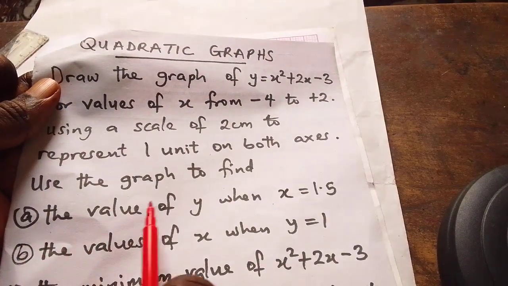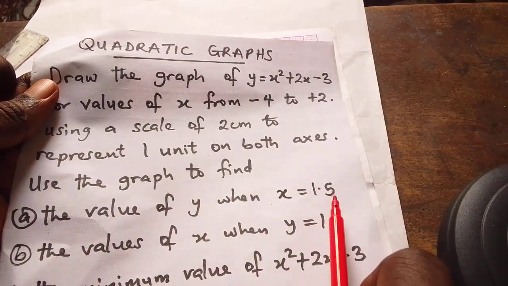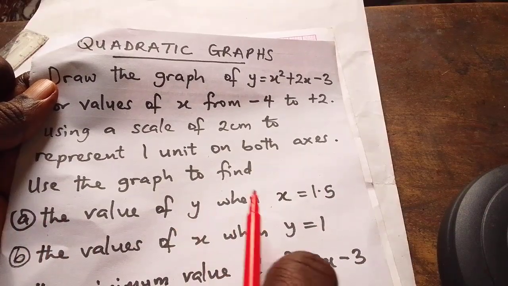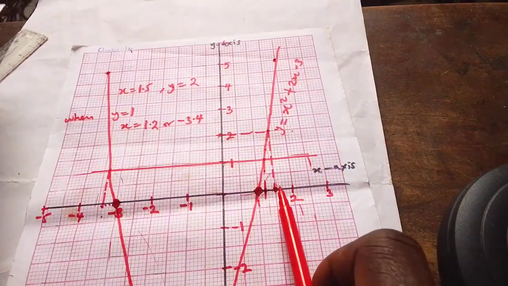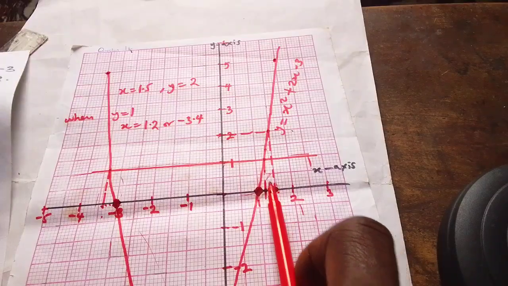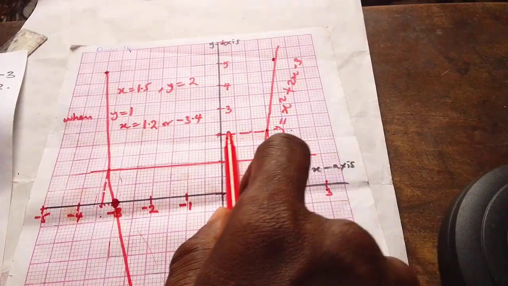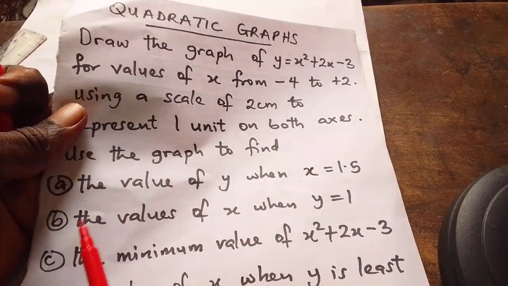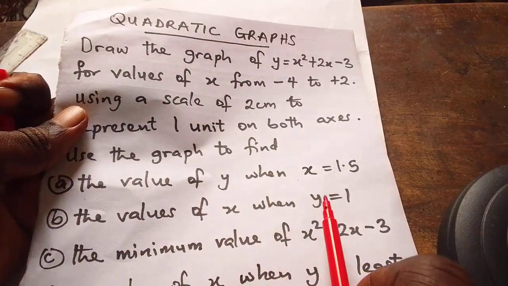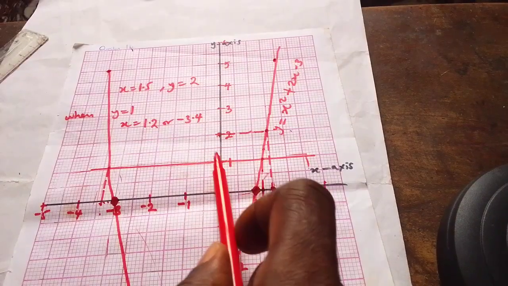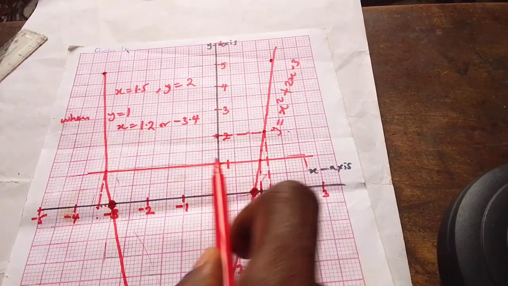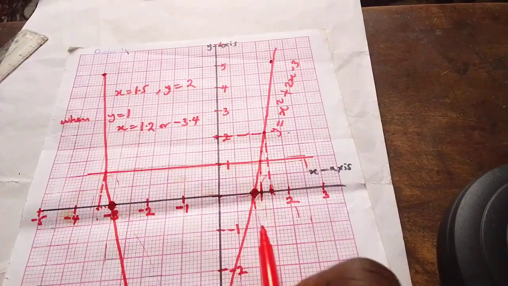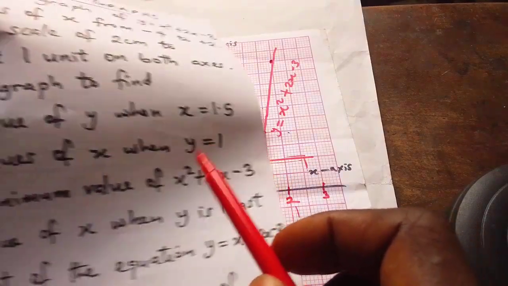For A, the value of y when x is 1.5, you come to 1.5 on x, trace it to where the graph is, then look for the corresponding value of y. Then the B part says the value of x when y is 1. When y is 1, come to y which is 1, draw a horizontal line that will cut the graph, then trace it to the x-axis to read the value.